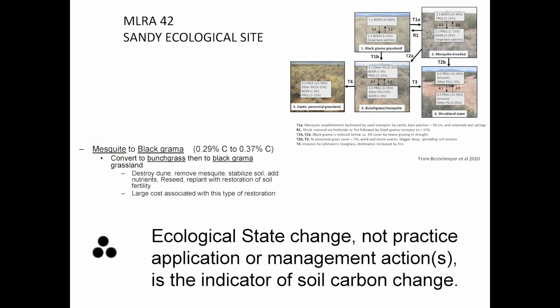Same thing on a sandy ecological site. It's a much bigger problem for us, especially in southern New Mexico, where we've got these mesquite dunes versus these black grasslands. The difference: the mesquite has lower soil carbon.